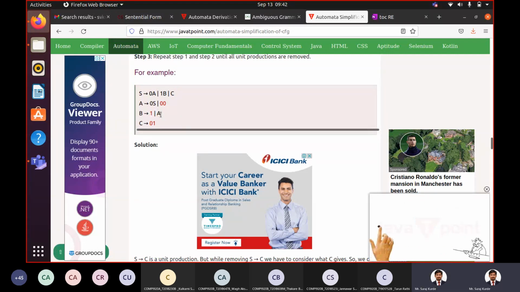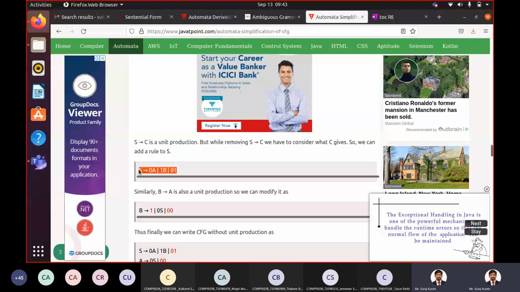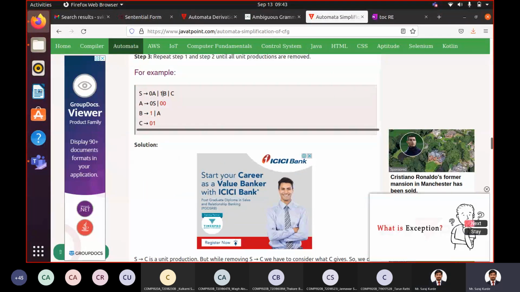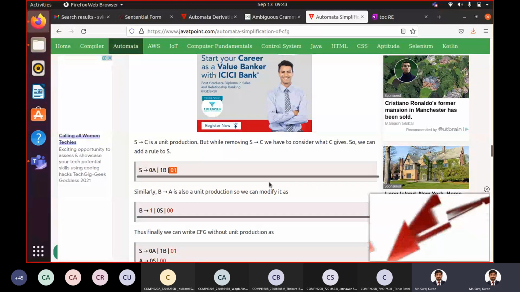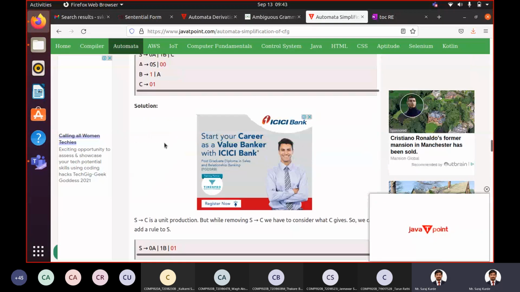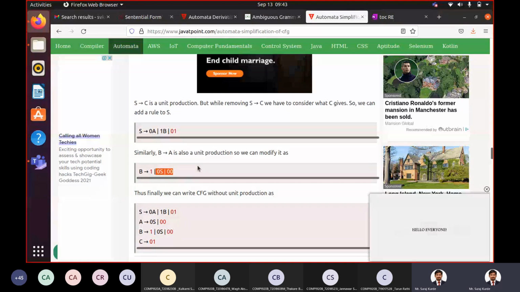B produces A. Now replace this A with its production 0S, 0, 0. So here you can see what the new production rule is. S produces 0A, S produces 1B, and instead of C, it is 01. Same way for B, B produces 1, and instead of A, it is B produces 0S, B produces 00. Remaining productions will remain as they are, C and A. We are not going to remove A and C. They will remain as they are.